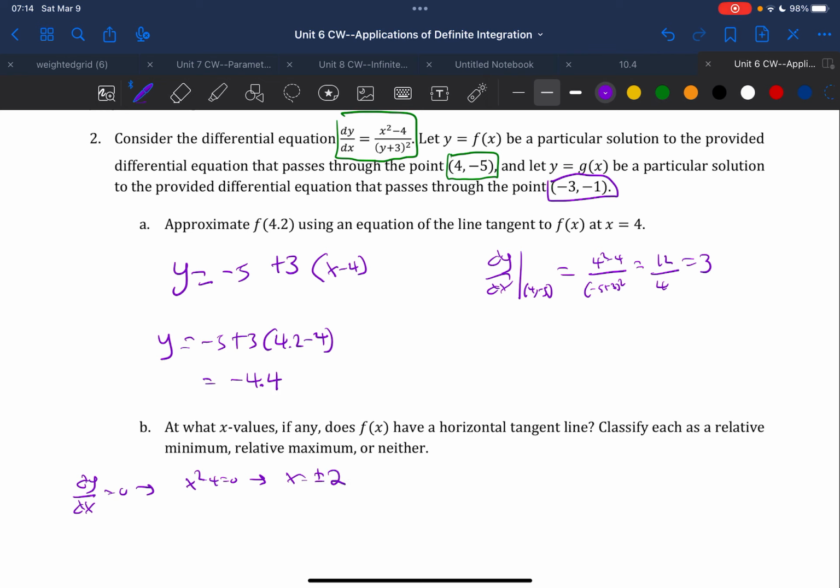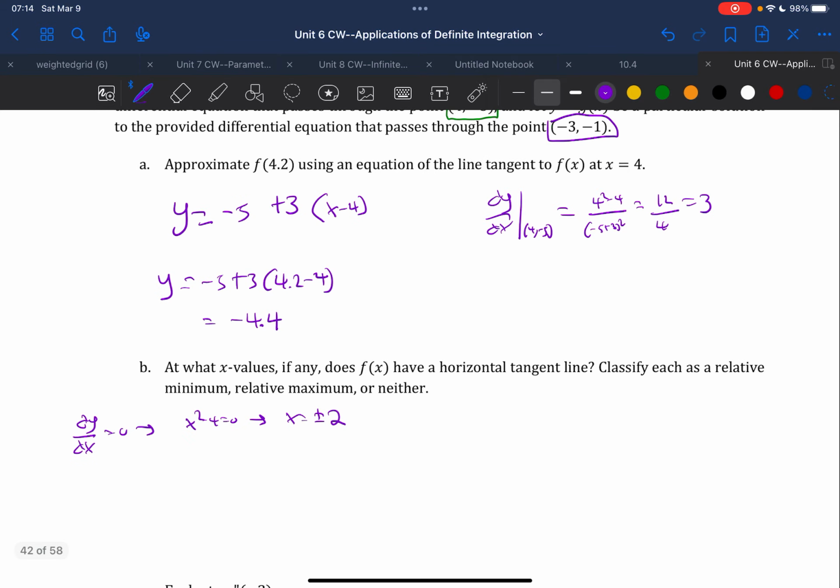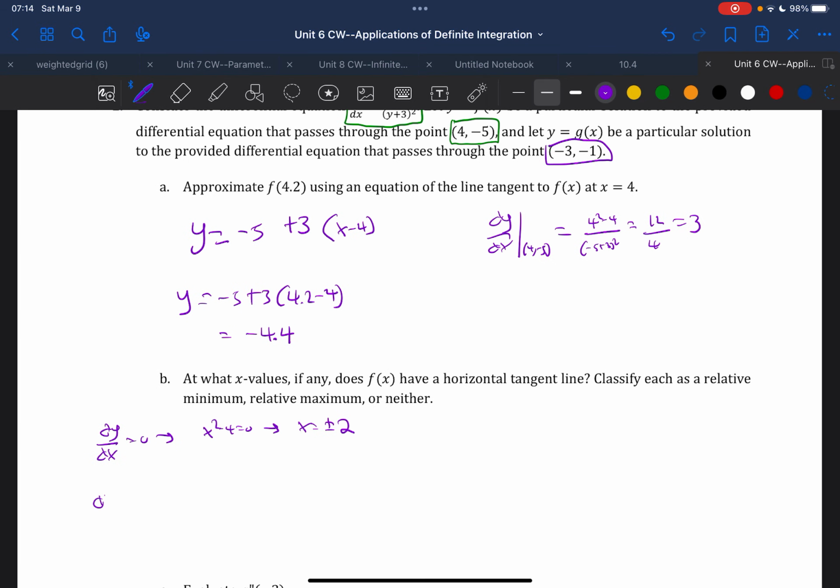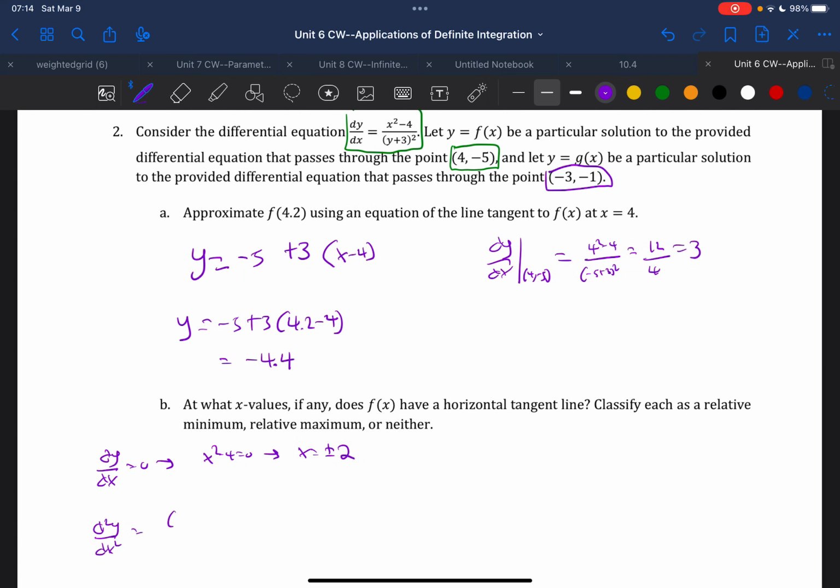Well, how do we figure out if it's a max, min, or neither? So you can do first or second derivative test. First derivative test is hard because y is also changing. So I'm just going to look at my second derivative here. So I'll do the quotient rule. So you get y plus 3 squared times 2x, minus x squared minus 4 times the derivative of that, which is 2 times y plus 3 times y prime, all over y plus 3 squared squared.